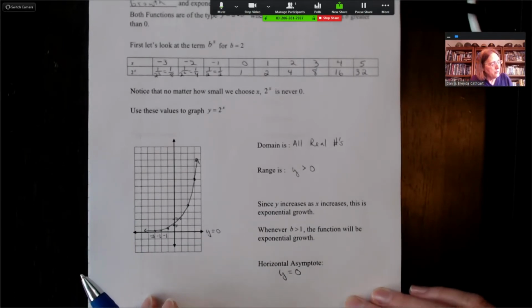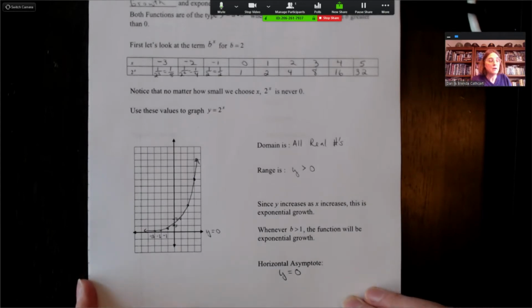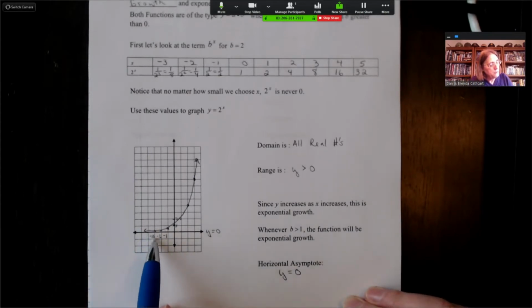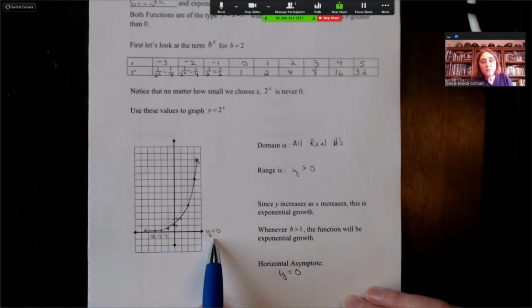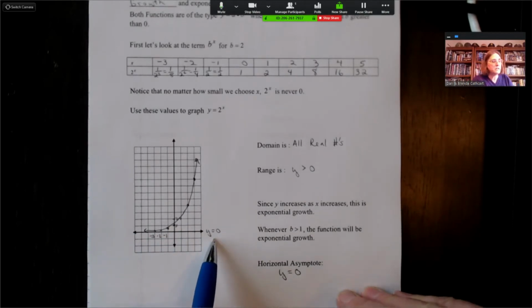We also have horizontal asymptotes when x goes off to positive infinity. Sometimes the graph jumps back and forth over the asymptote, but eventually approaches that horizontal line. In this case, as x goes to negative infinity, y gets closer and closer to 0.